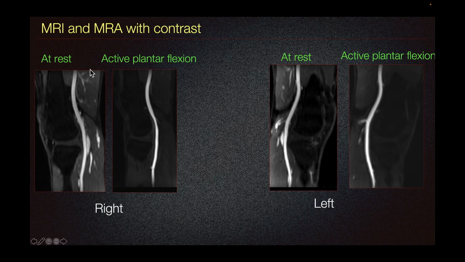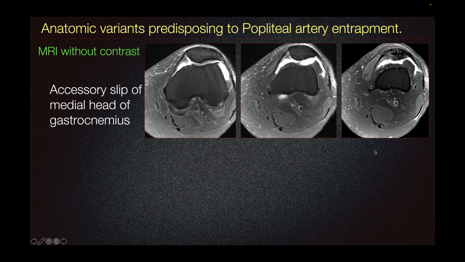Here, this is an MRA without contrast. We can see that at rest we have a widely patent popliteal artery. On active plantar flexion, we can see that there is a mildly narrowed popliteal artery compared to the contralateral side, which is normal, both at rest and in active plantar flexion. Just one of the common anatomic variants predisposing to popliteal artery entrapment.